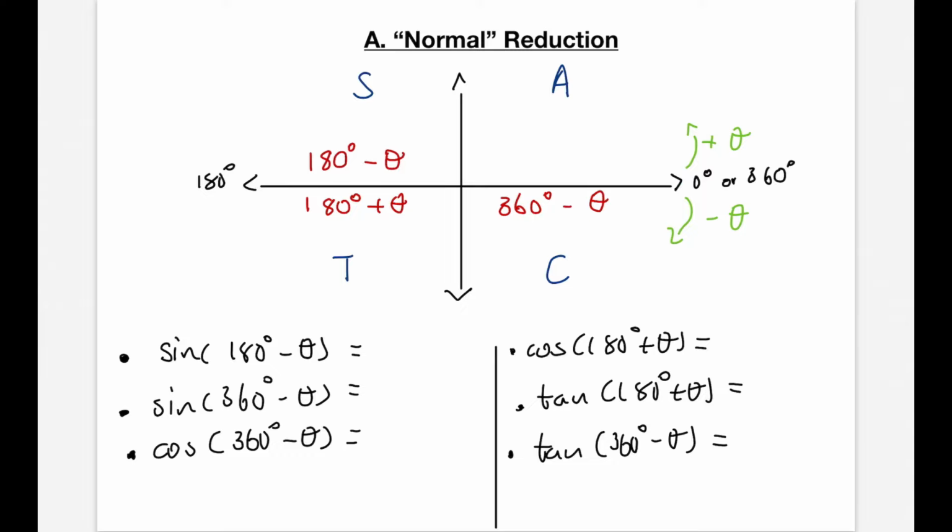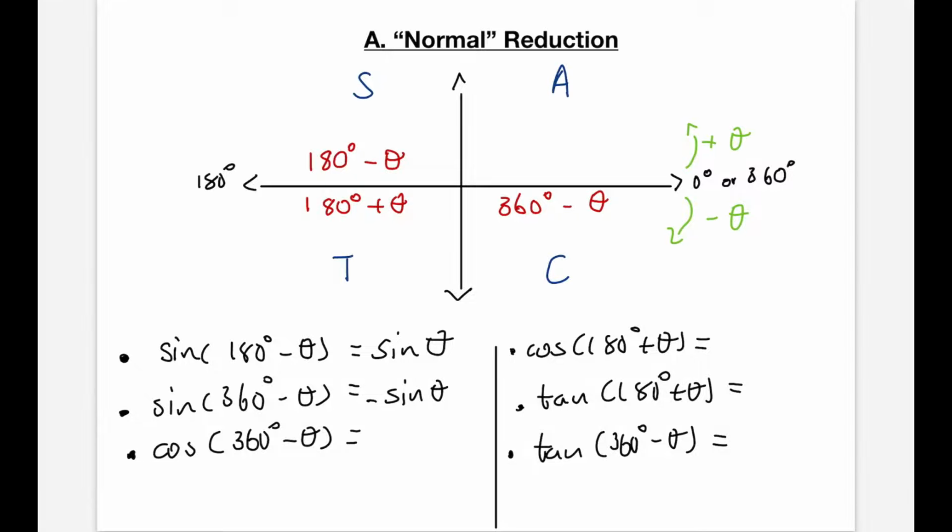Now, that said, if you were asked to reduce or simplify something like the sine of 180 minus theta, remember 180 minus theta is this quadrant where sine is positive. So you're allowed to reduce this to just become positive sine of theta. But if you were asked for the sine of 360 minus theta, well, 360 minus theta is here where cos is positive. Sine and tan are negative there. And so we are allowed to reduce this to negative sine of theta.